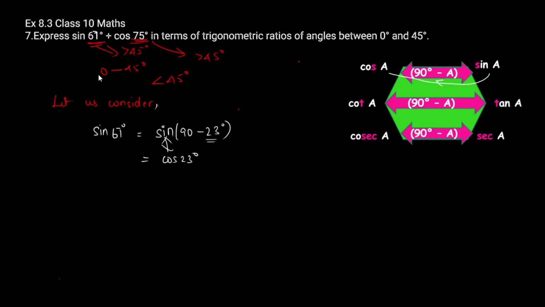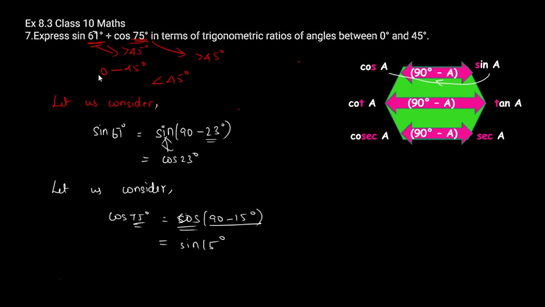And similarly, let us consider cos of 75 degree. 75 can be written as 90 minus 15, since 90 minus 15 is 75, right? And cos of 90 minus theta can be written as sine theta, so it is sine of 15 degree.